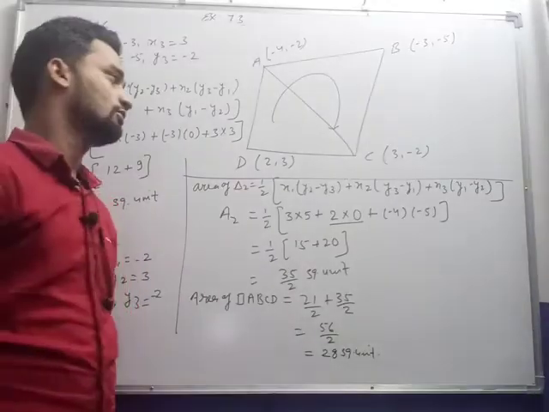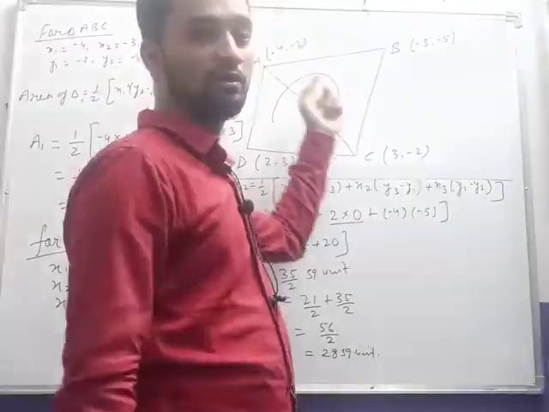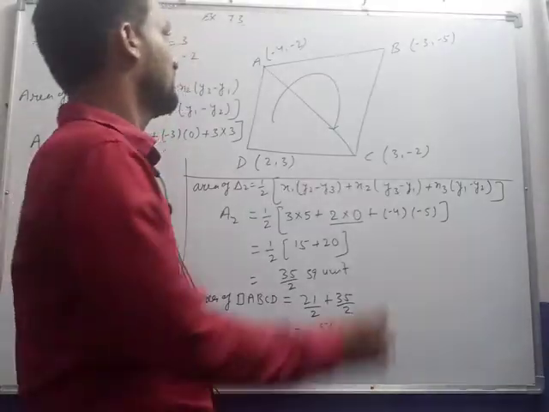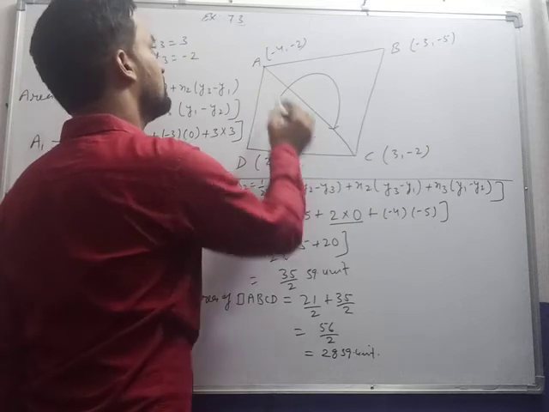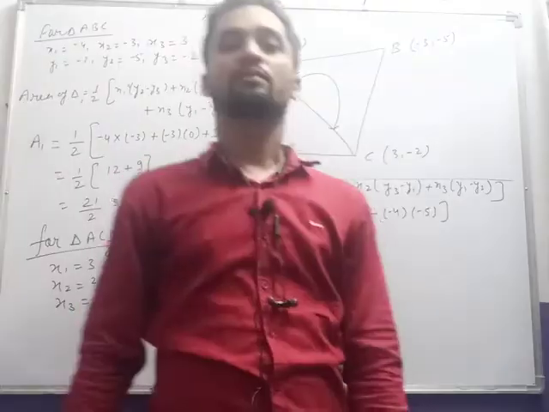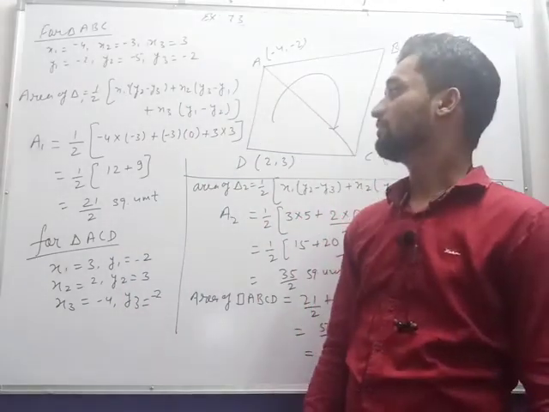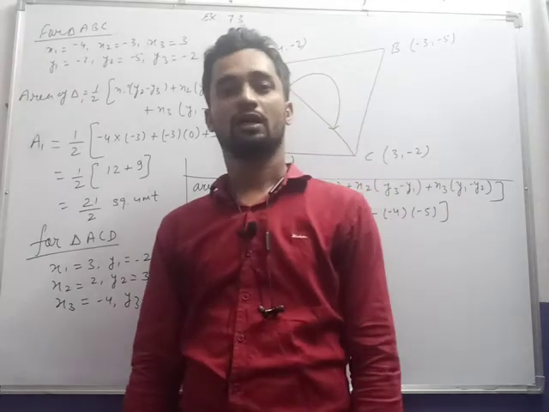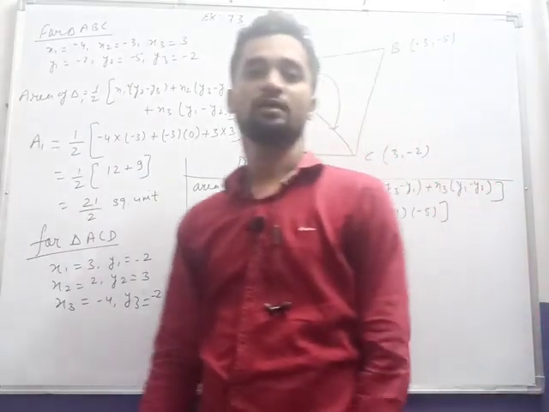And make sure of one mistake students are making: they are not going as per the order. They take ABC, which means x1 y1, and then again for ACD they take x1 y1 again. So be careful while solving. Now I think I have finished most of the part of your chapter. The rest of the questions you can practice at home, and I hope you understand.